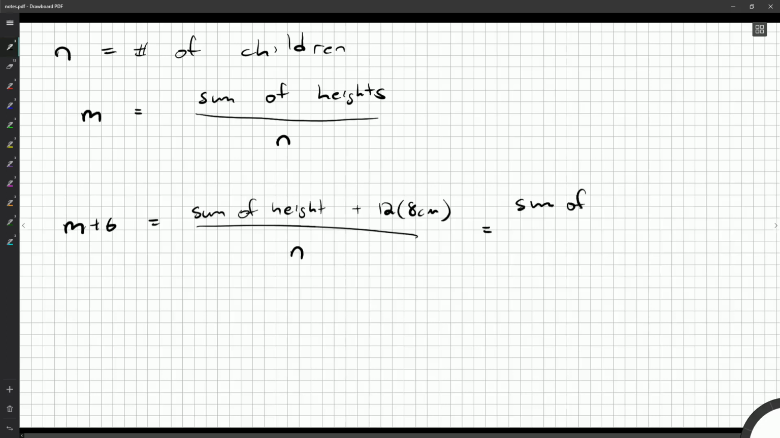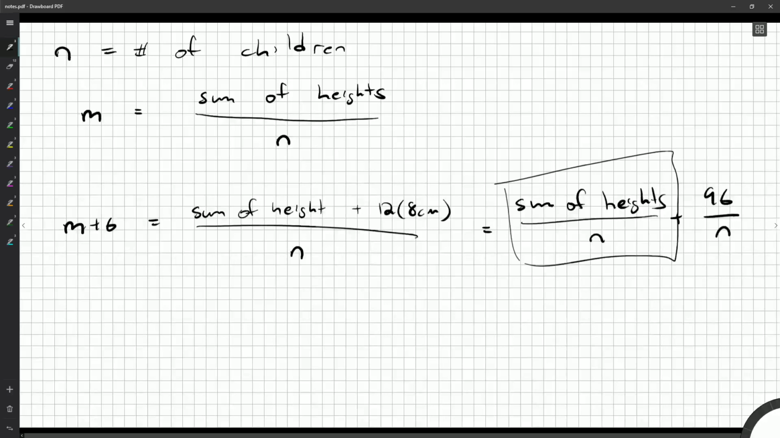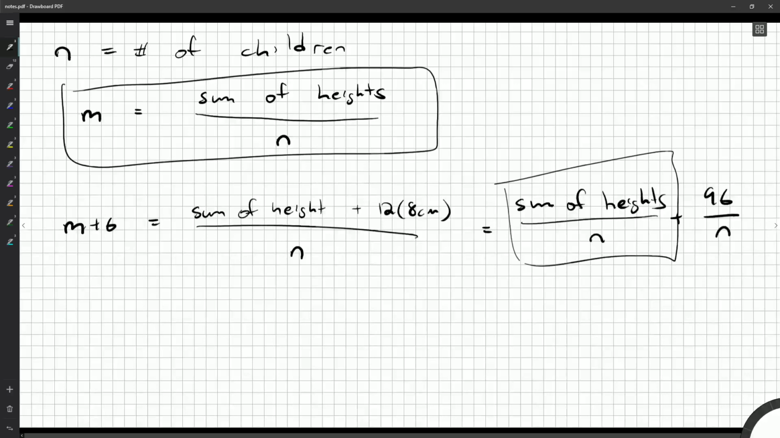Instead of writing out sum of heights every single time, you could call it s. But we could say sum of heights over n. All I'm doing is breaking up the fraction and saying, okay, 12 times 8, that's 96. So we get the sum of all the children's heights divided by n, plus 96 over n. But the sum of the heights divided by n, we know what that is. That's m. So m plus 6 is really just m plus 96 over n.